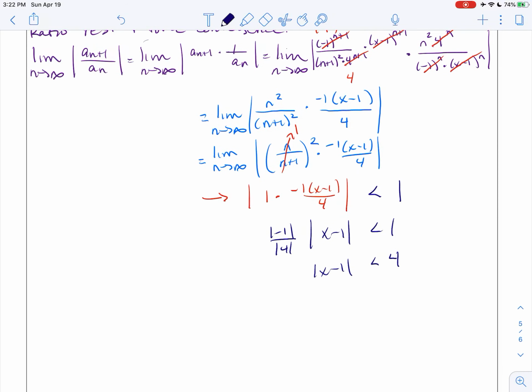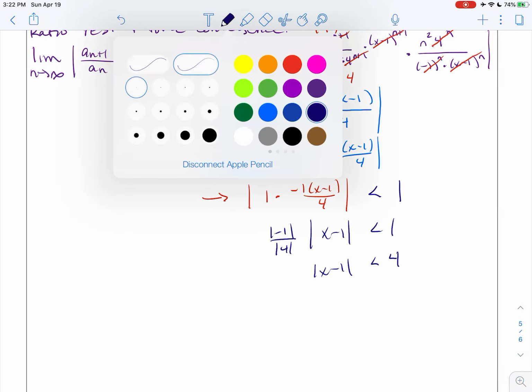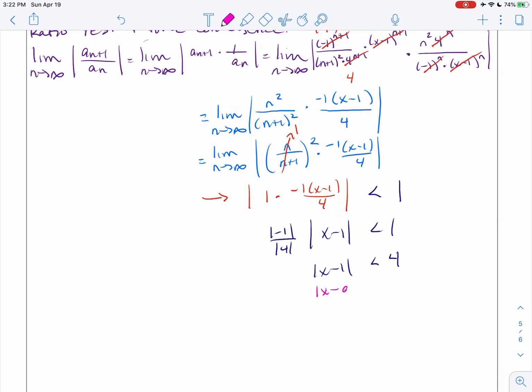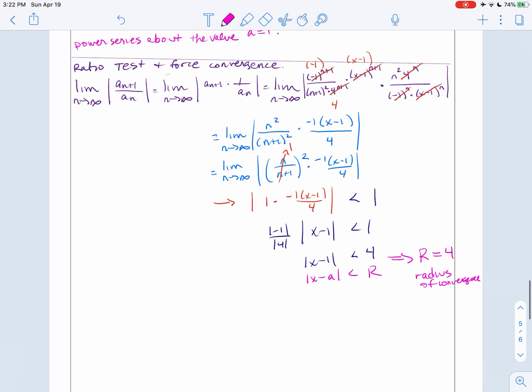Good. This is the expression that you want to move towards because we have a power series that is centered about a. So we want to get to an expression of x minus a less than r. So I now know from here that my radius of convergence is equal to 4. And that's how you find your radius of convergence.